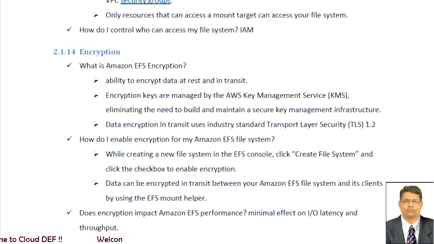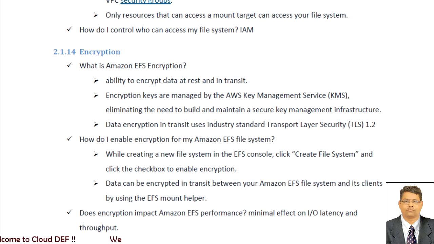Encryption. What is Amazon EFS encryption? The ability to encrypt data at rest and in transit. Encryption keys are managed by the AWS Key Management Service, KMS, eliminating the need to build and maintain a secure key management infrastructure. Data encryption in transit uses industry standard Transport Layer Security, TLS, 1.2.